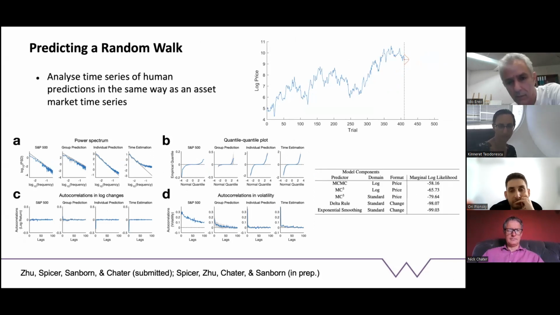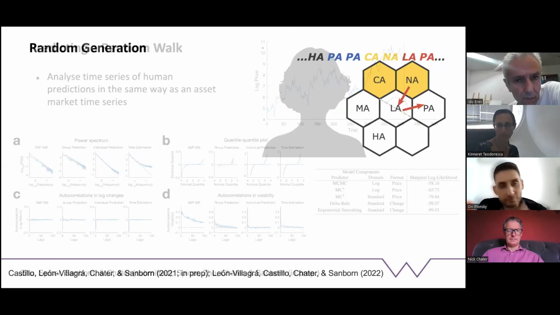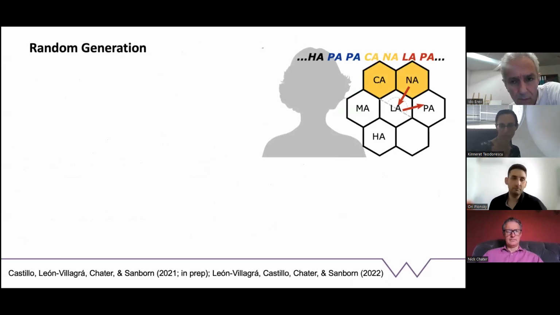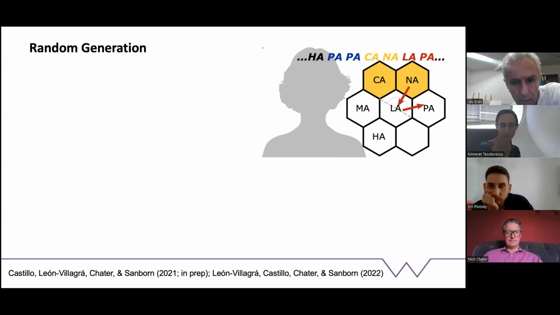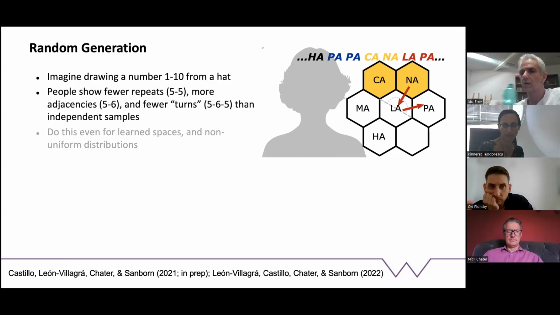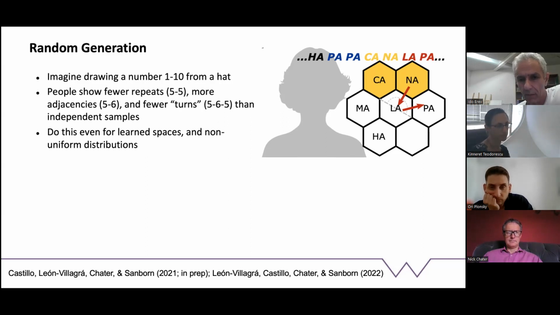And also we've been keen on various things like random generation. So we've been asking people to imagine putting numbers into a hat and pulling them out one at a time and generating them randomly. And in random generation, people don't generate randomly, but they generate in a way that fits these local sampling approaches. So we've been looking at various algorithms to try to explain that as well, trying all sorts of different kinds of time series to try to identify what could be driving this sampling.